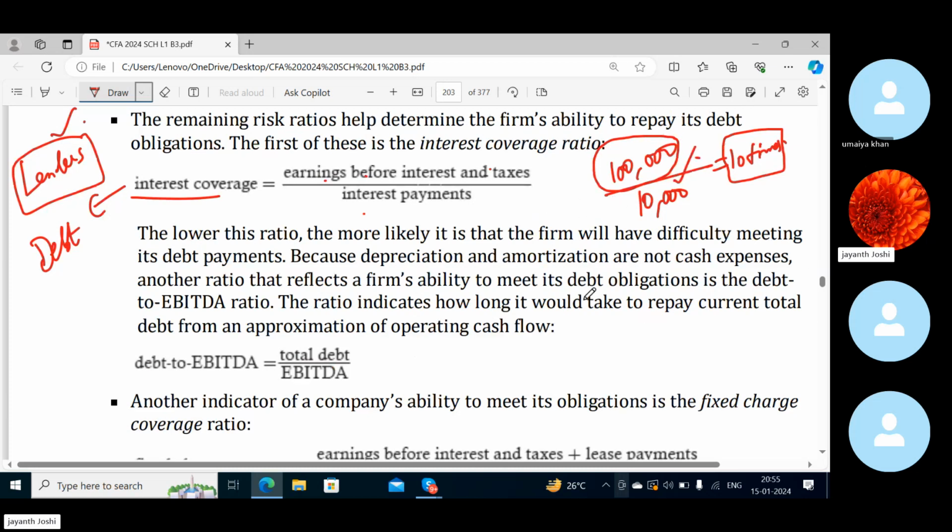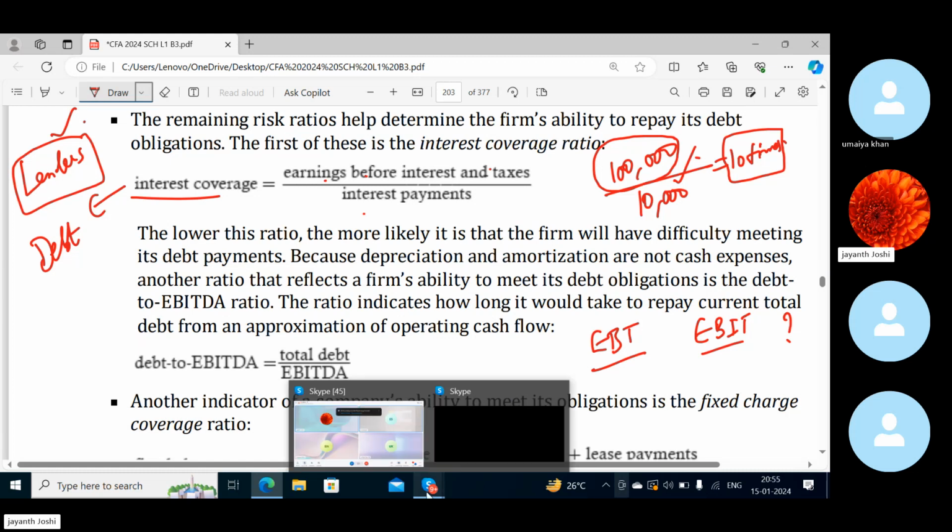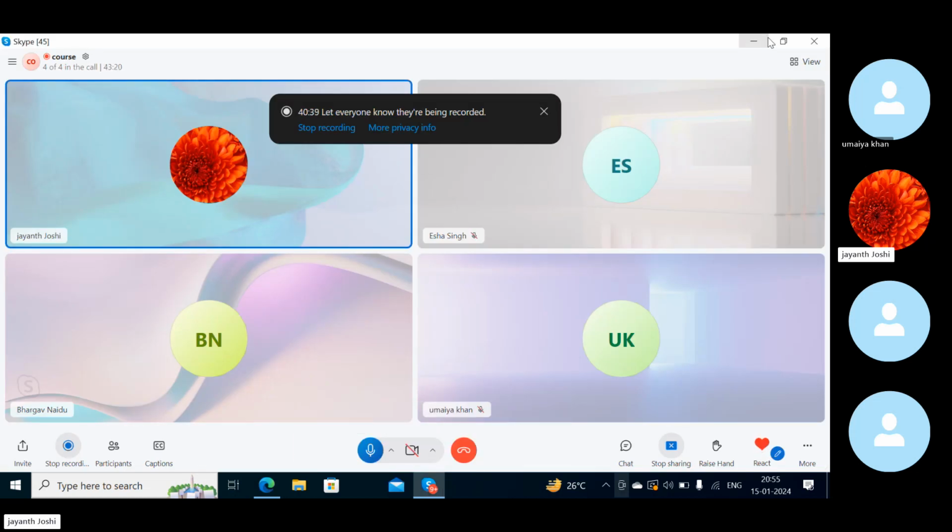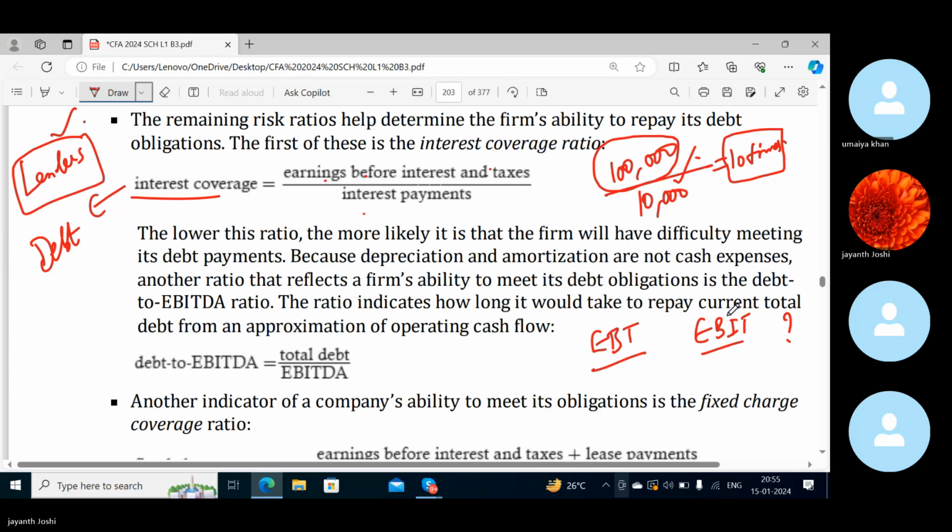So my question to you is, why did I not take EBT, Bhargav? Instead of EBT, why did I take EBIT? Bhargav, are you active? Yes, sir. Can you give me the answer for this? Why PBIT or EBIT? Why not EBT?